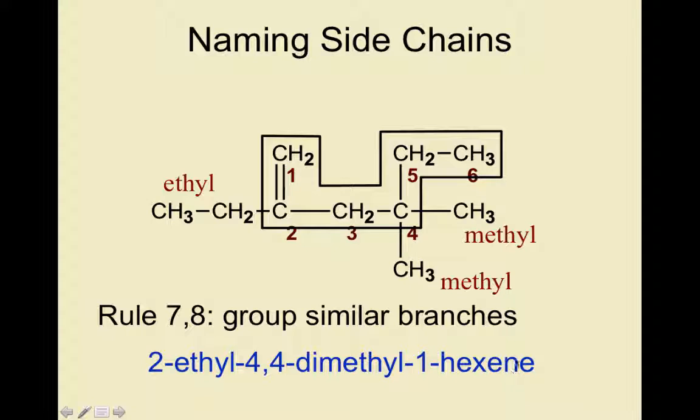2-ethyl-4,4-dimethyl-1-hexene. Now if I were naming this, I would not say the dashes and the commas. I would say 2-ethyl, 4,4-dimethyl, 1-hexene. That is the name of this substance.